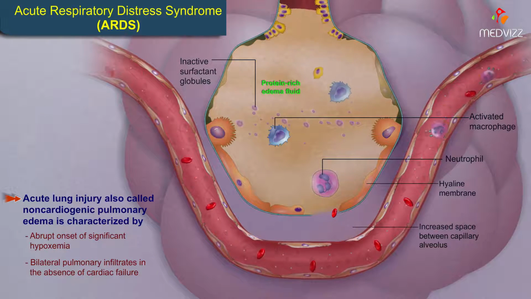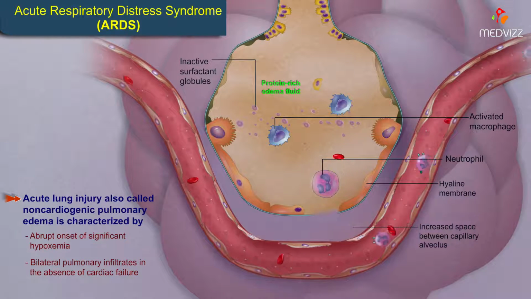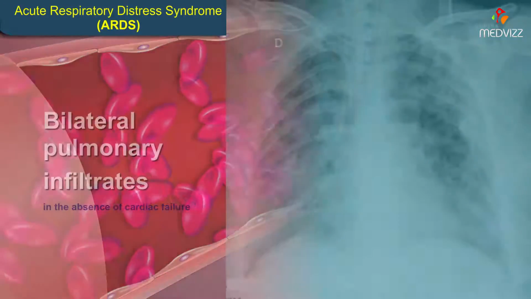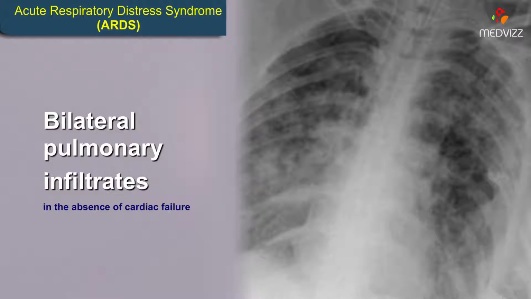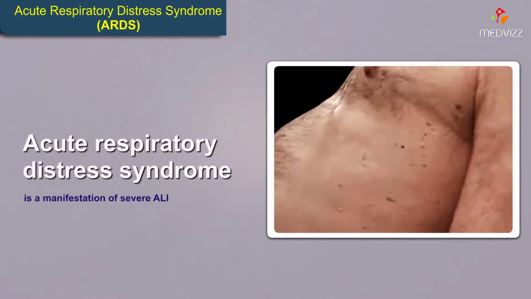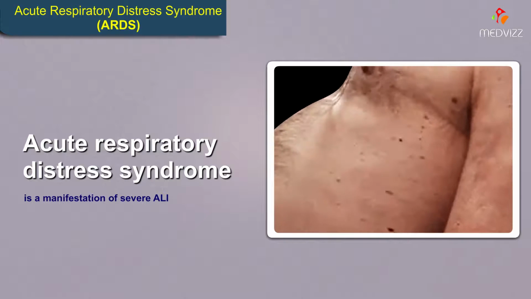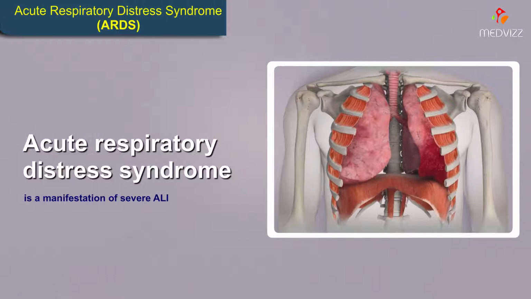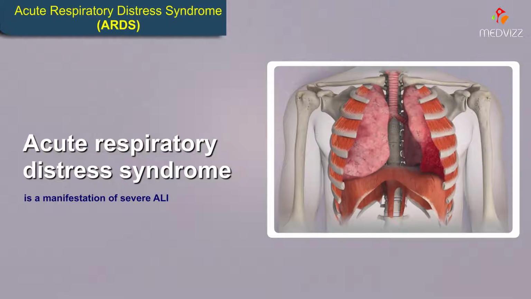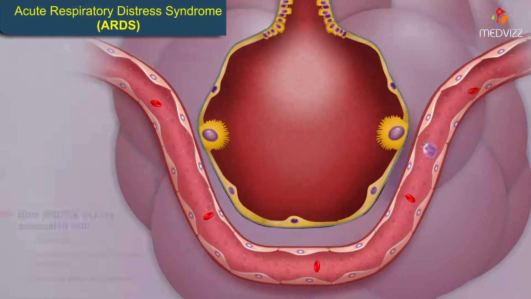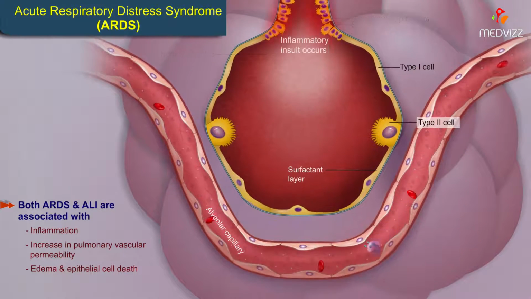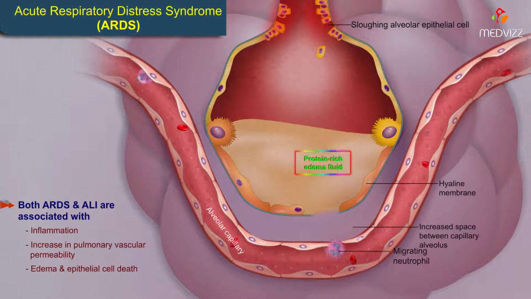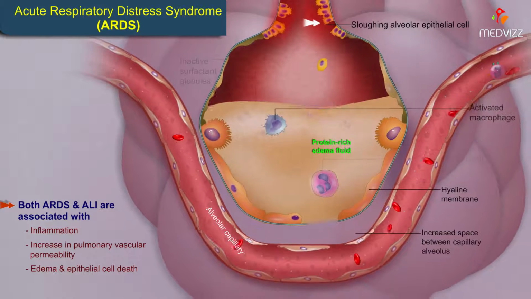Note: acute lung injury, ALI, also called non-cardiogenic pulmonary edema, is characterized by the abrupt onset of significant hypoxemia and bilateral pulmonary infiltrates in the absence of cardiac failure. This terminology is going out of use as ARDS is seen as a manifestation of severe ALI. The newer definitions include ARDS as a separate entity and ALI is not being used. Both ARDS and ALI are associated with inflammation-associated increases in pulmonary vascular permeability, edema, and epithelial cell death.